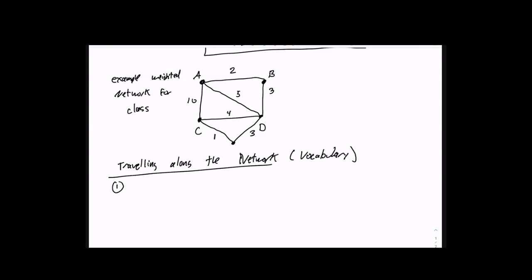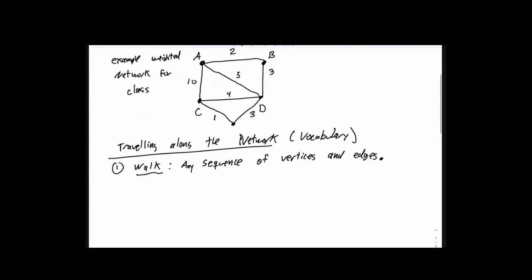And the first one is called a walk. Okay? So a walk is a sequence of vertices and edges. I want to say any sequence of vertices and edges. That's it. Any sequence of vertices and edges.